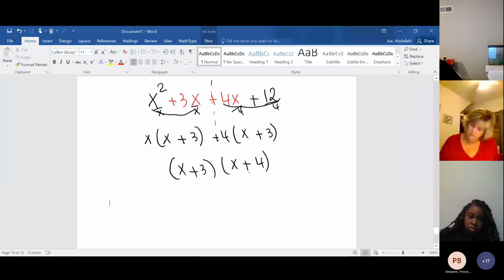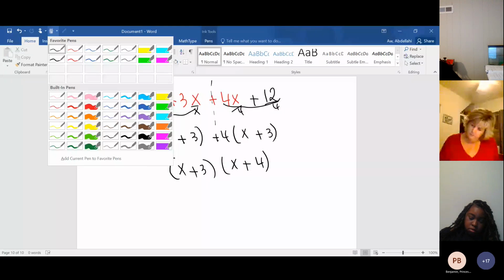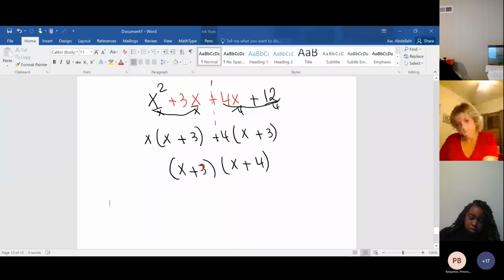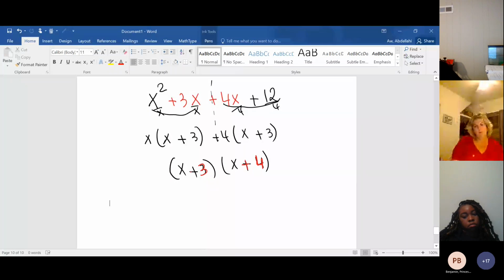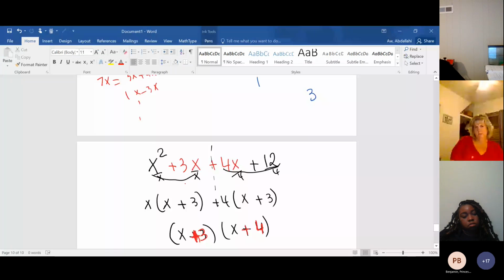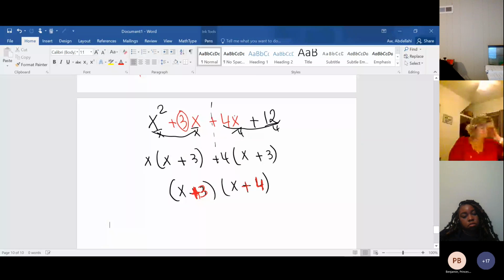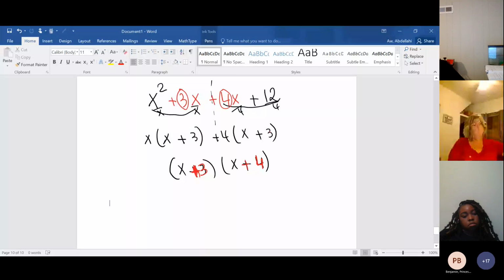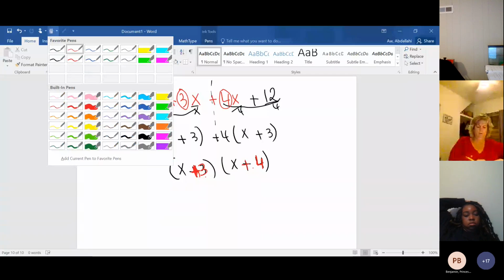Now, let me focus on my answer. On my answer here, I have those two numbers. Do we recognize them? Aren't they the two numbers we have to break down the middle term? Yes, they are, right? Those two numbers, 3 and 4, are exactly this 3 and this 4. So the question is, why even do this step right here? Why not go straight to the answer? Because once I got those two numbers, they are the ones that are going to be in the answer.